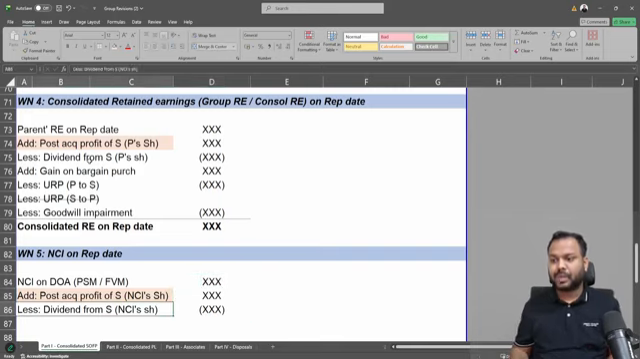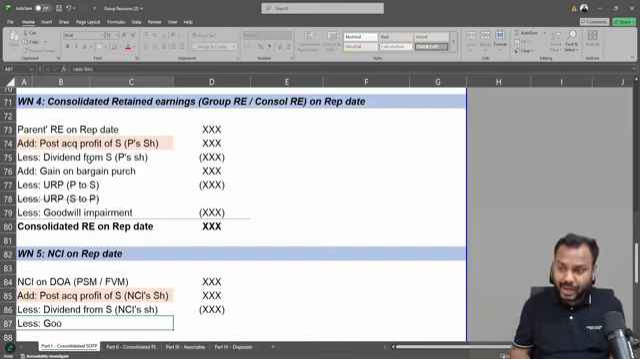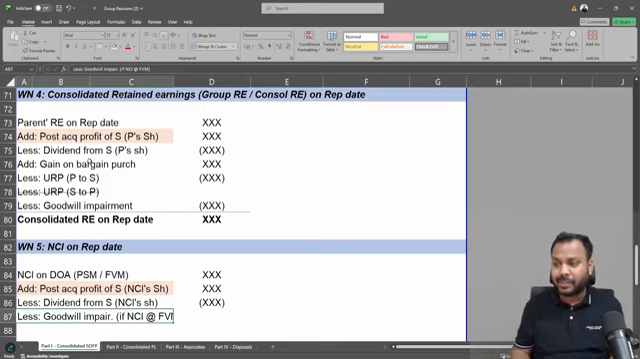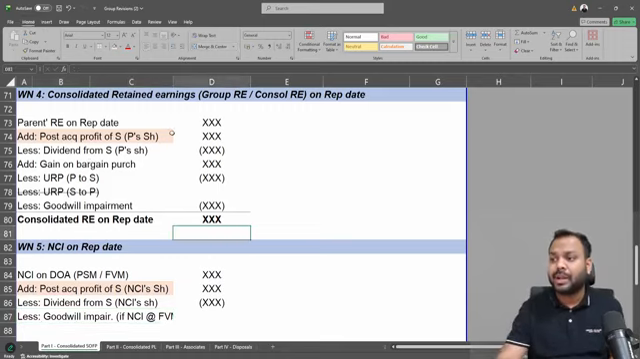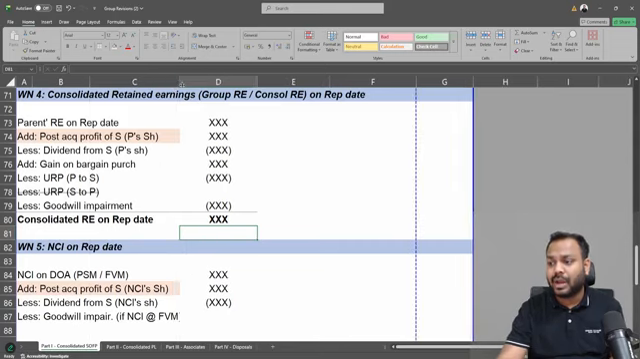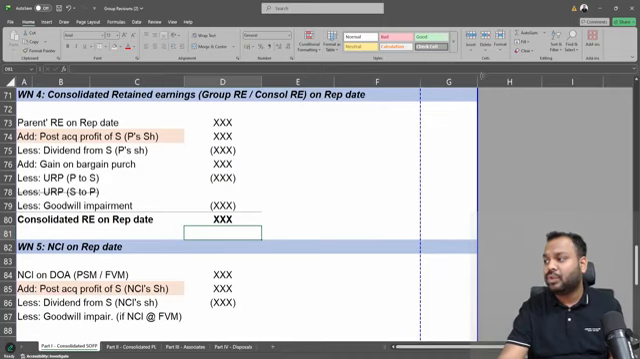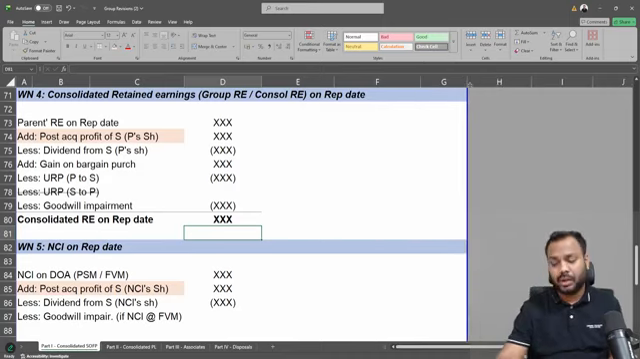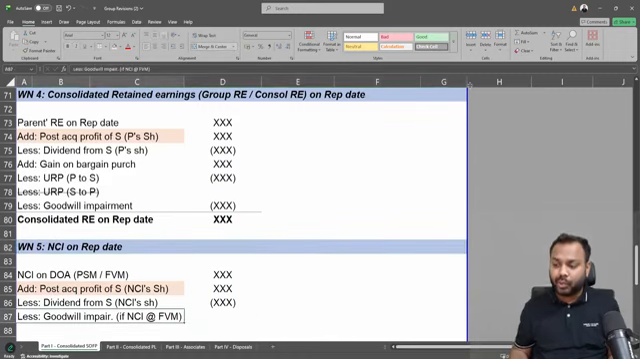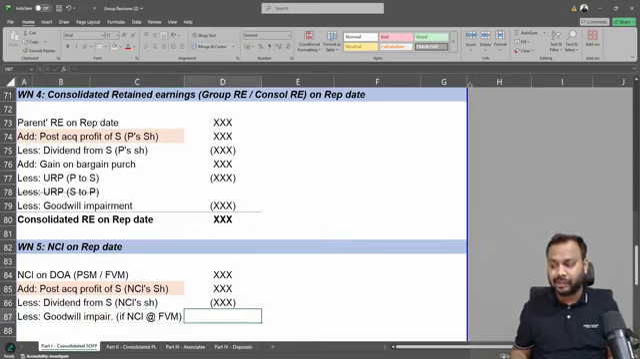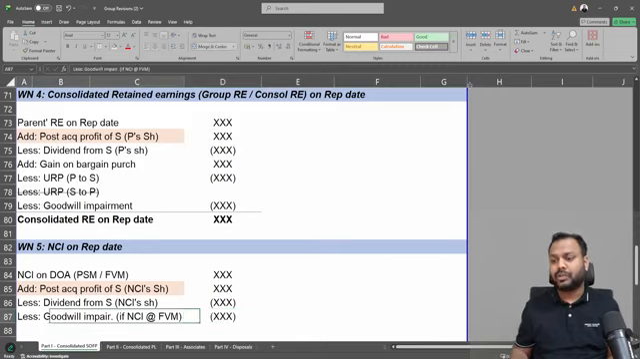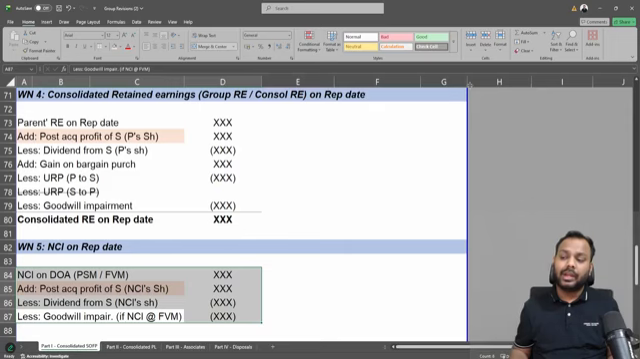Now, what else? Less goodwill impairment. But there is a point. If NCI is at fair value method, because if NCI is at proportionate share method, will we recognize goodwill impairment with NCI? No, right? So only if NCI is at fair value method, we recognize the goodwill impairment in NCI as well. Okay, so this is also clear. Is this part clear to all of you?